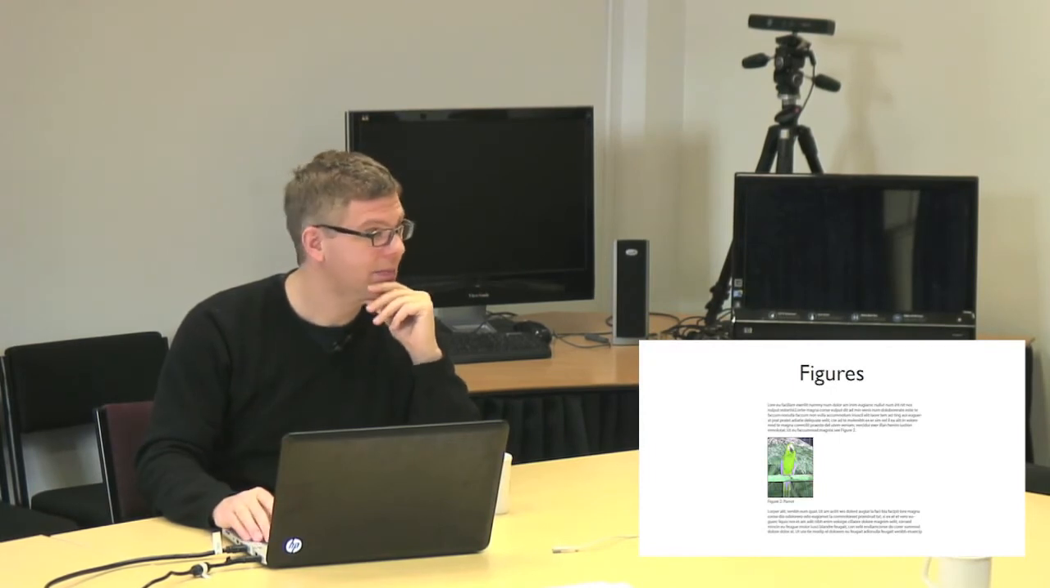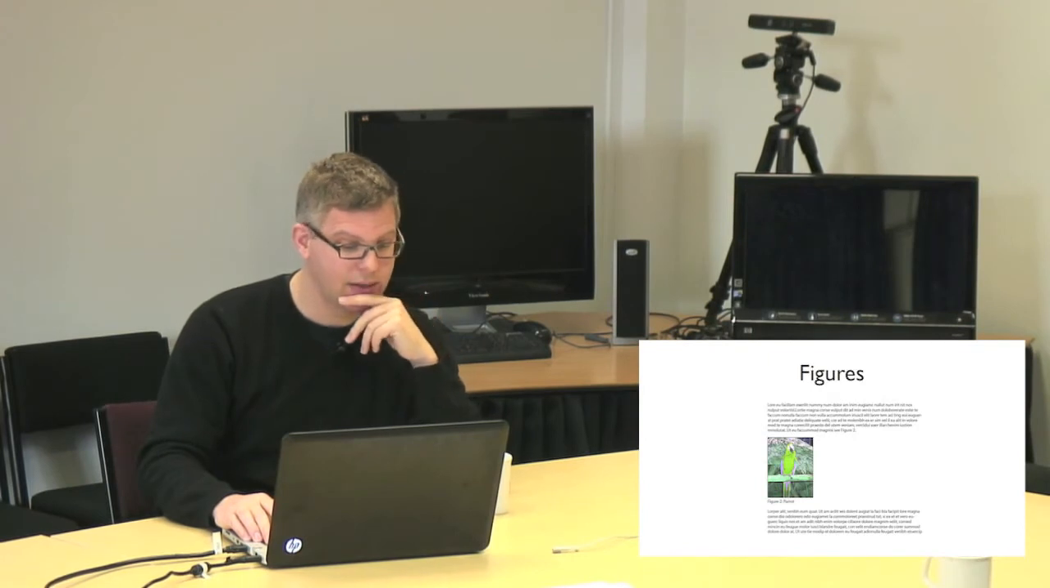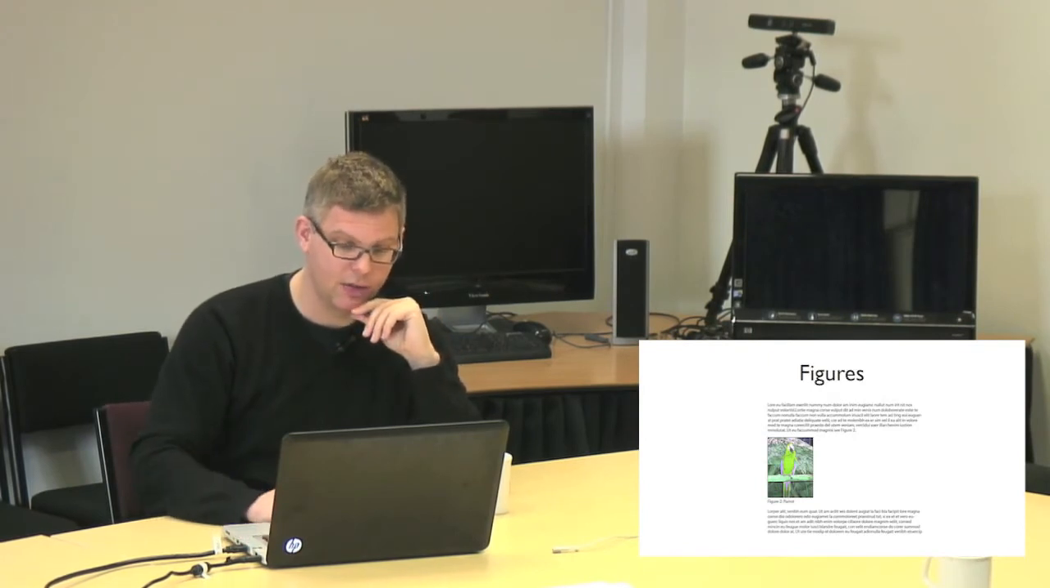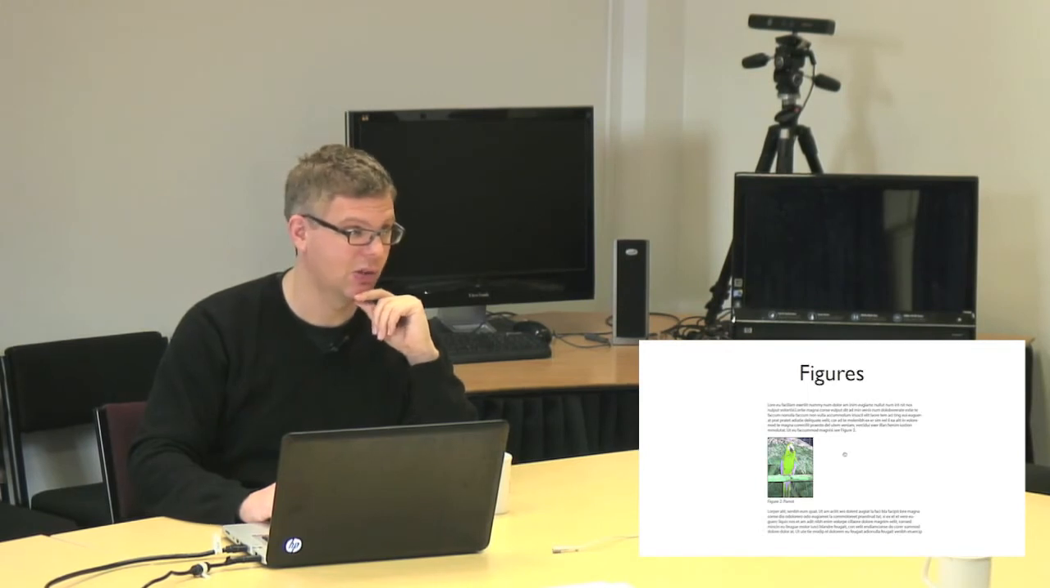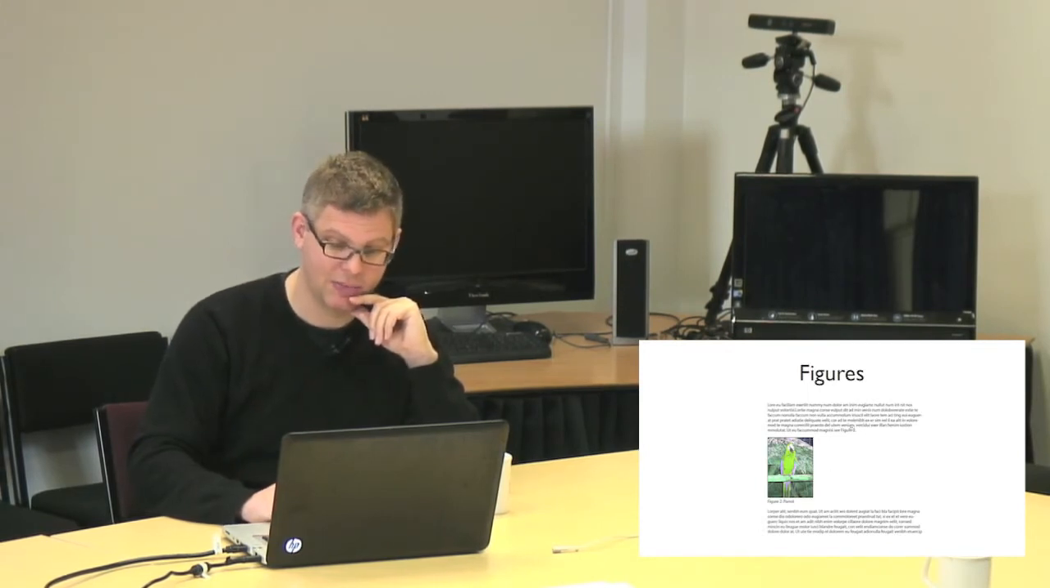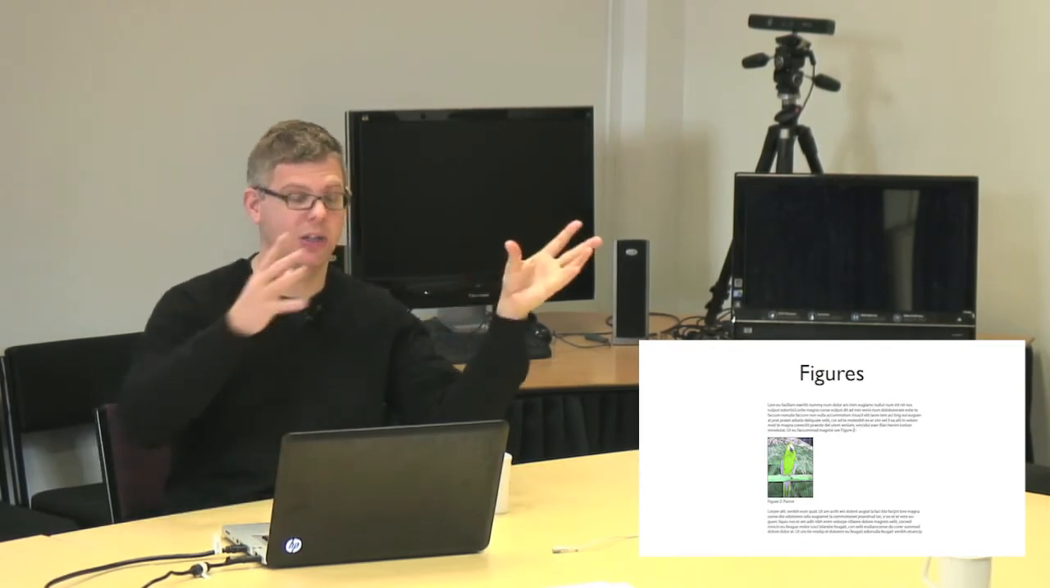Figures. As a rule of thumb, whenever you include a figure, you must talk about it in the text. So here it says, see figure 2, and then you have a figure 2, right? This is something you just have to do. Every figure has a caption, and every figure must be referenced in the text. Don't write your text and then just have a picture in there.